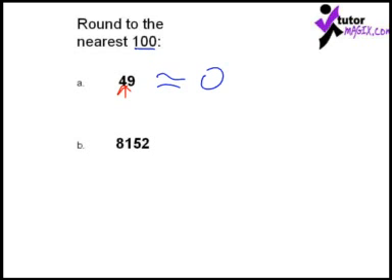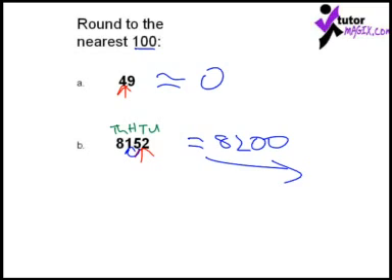Then for 8152, we've got units, tens, hundreds, and thousands. Looking at the tens column, we see that that is 5, which is 5 or bigger, which means that the number just to the left of it will increase by 1. So we'll have 82, and then everything else would just become 0. And there we've got 8,152 rounded to the nearest 100 becomes 8,200.